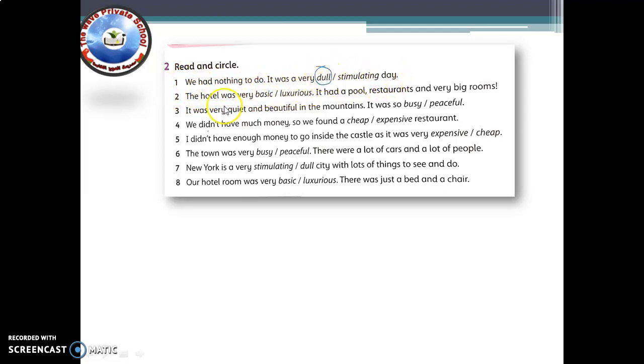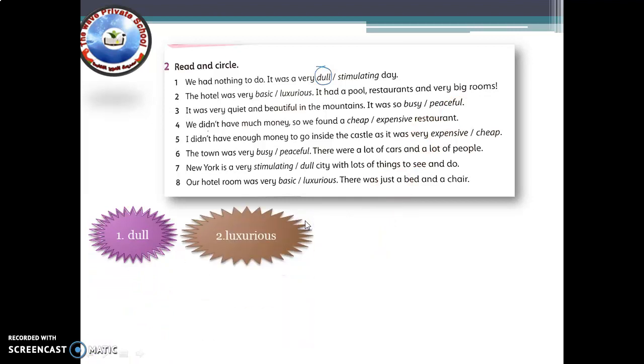Dull. Number 2, the hotel was very basic or luxurious. It had a pool, restaurants, and very big rooms. So the answer is luxurious. Number 3, it was very quiet and beautiful in the mountains. It was so busy or peaceful. Yes, you're right. The answer is peaceful.